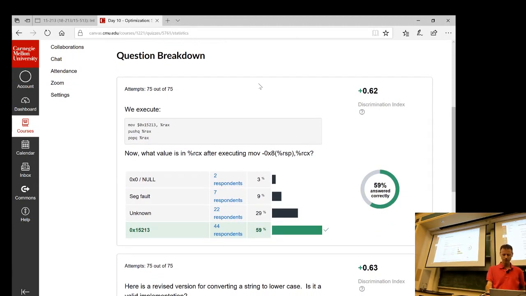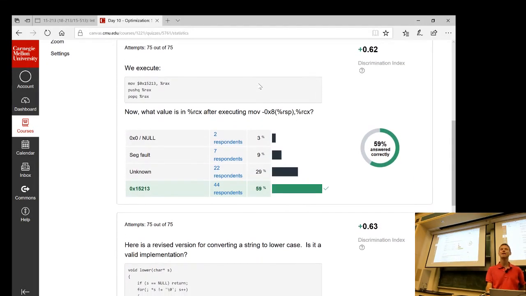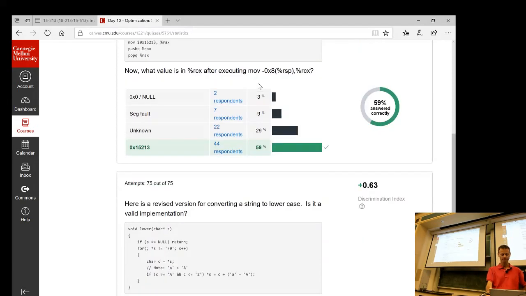Okay, so the first question was a stack review question. People did pretty well on that. It's just capturing the notion that just because you move the stack pointer doesn't mean the thing that was there before has disappeared. It's still there. So in this example, we pushed 15 to 13 onto the stack, and then we popped from the stack, but that just moved the stack pointer. It didn't actually erase any values. So you would still see that value on there.